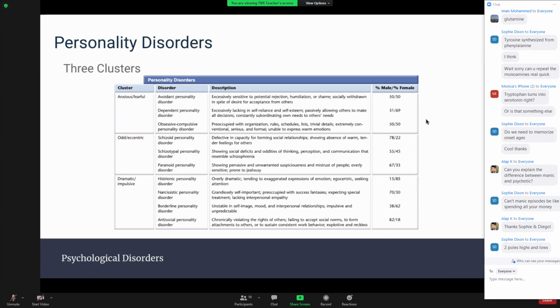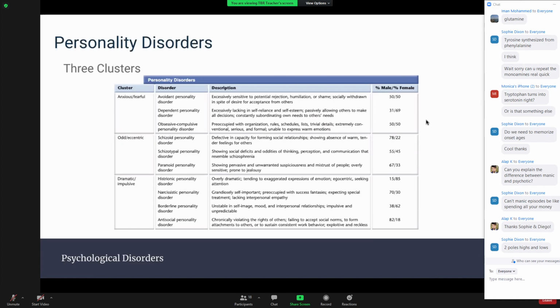But let's talk about the first one, the worried. Avoidant personality disorder is, as it sounds, excessive sensitivity to social interactions, particularly when it comes to rejection, humiliation, and shame. Social withdrawal and social anxiety are one of the main parts of this disorder, and pretty self-explanatory. The dependent personality disorder is a little similar, but this one is about self-reliance and self-esteem. They passively go along with decisions and subordinate their own needs.